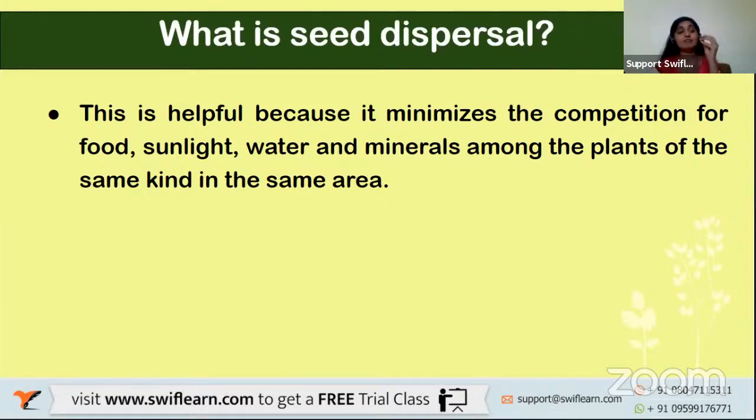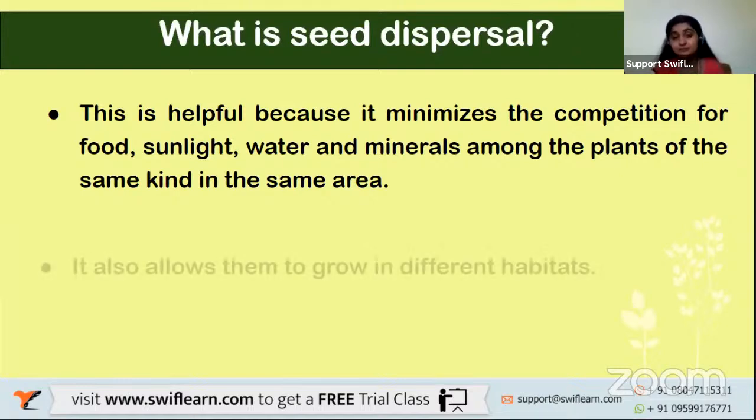So if there are multiple mango trees standing at the same place, they will require a huge amount of water, a huge amount of sunlight, and they will be fighting amongst themselves for the minerals as well. But because of the dispersal of seeds, that means moving seeds from one place to another, they have a gap in between. So whatever minerals they need, whatever water or sunlight, they will get it sufficiently if they are scattered around the area and not clustered in the same place. That's why seed dispersal is very helpful.